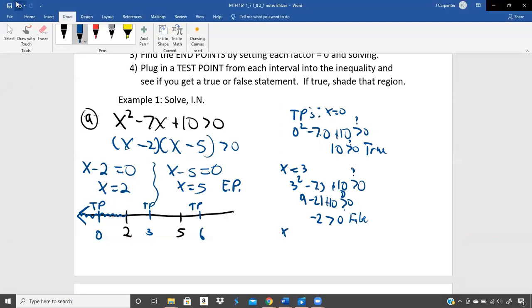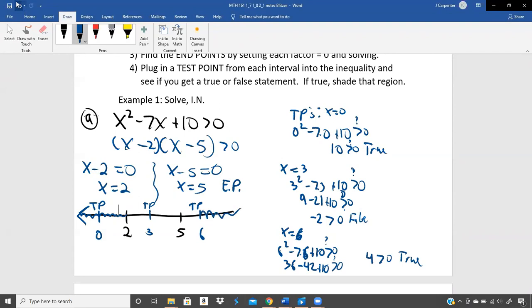For the 5, 6. I was looking at the 5. That's on me. We'll get 6 squared minus 7 times 6 plus 10. Is that bigger than 0? 6 squared is 36. 7 times 6 is 42. 36 minus 42 is negative 6. Negative 6 plus 10 is going to be a positive 4. So we get 4 is bigger than 0, which is true. So we do shade the region with the 6 in it.